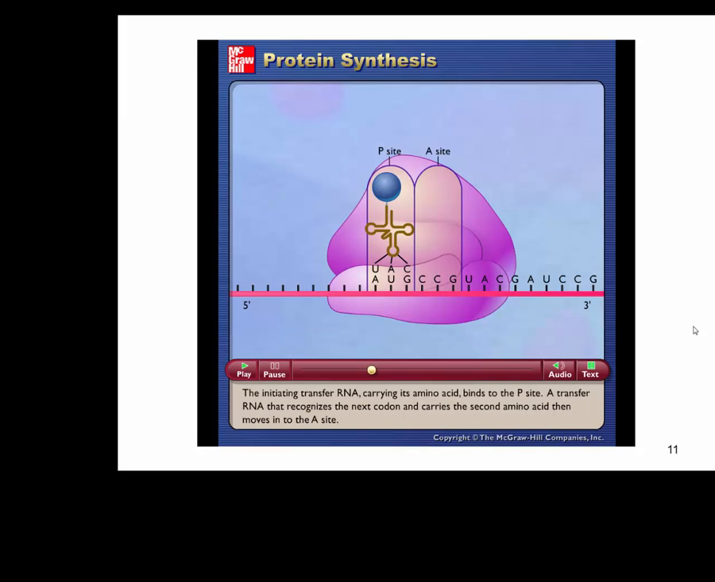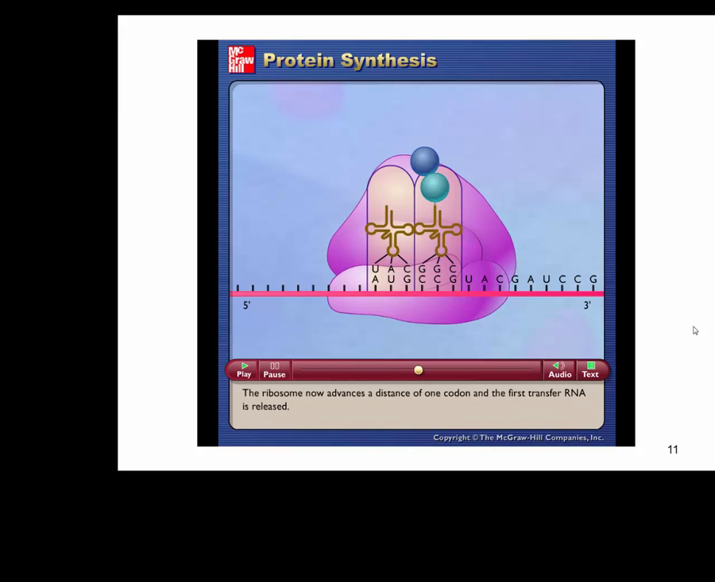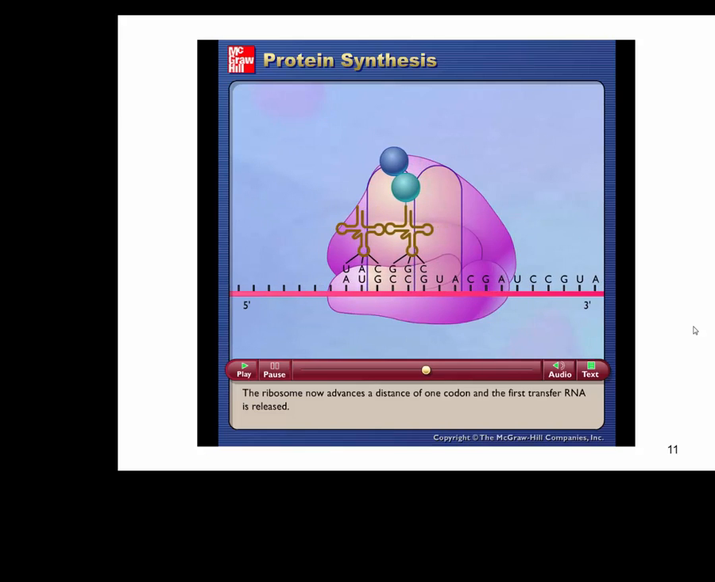The initiating transfer RNA, carrying its amino acid, binds to the P site. A transfer RNA that recognizes the next codon and carries the second amino acid then moves into the A site. The amino acid carried by the transfer RNA in the P site is then joined to the amino acid carried by the transfer RNA that just entered the A site. The ribosome now advances a distance of one codon and the first transfer RNA is released.